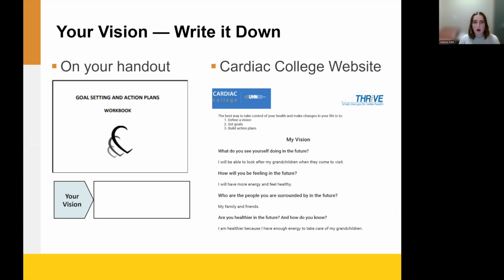You could do so on the handout we've provided to you in cardiac rehab, or you could use the Cardiac College website. And if you're a little bit more creative than I am, I've left you a big space on the handout. So you could even draw it out, right? You could draw out that vision, you could write it down or whatever it may be. So once you have your vision decided, where do you see yourself in 1 to 5 years from now? Write it down. That is step one.